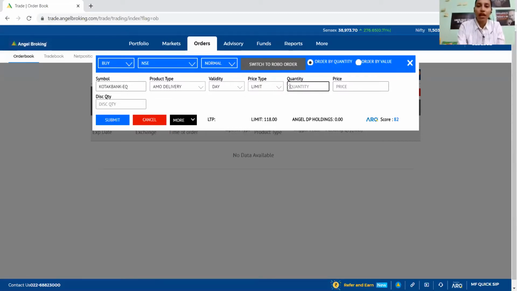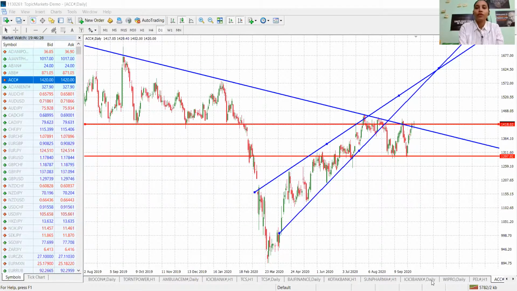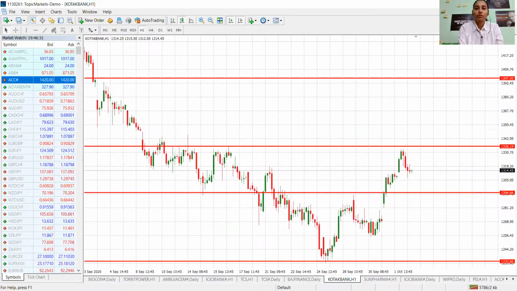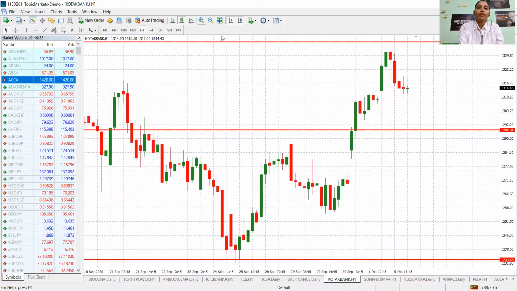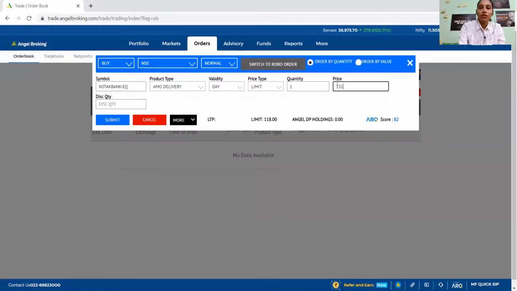I'm just entering one. What is the price of this Kotak Bank? Let me show it to you all. Let's check this over here. Sorry, this is not Kotak Bank; this is the future price basically. So 1314. I will try to enter this normal price over here, 1314 for example. The disclosed quantity is nothing, it doesn't have to be there.